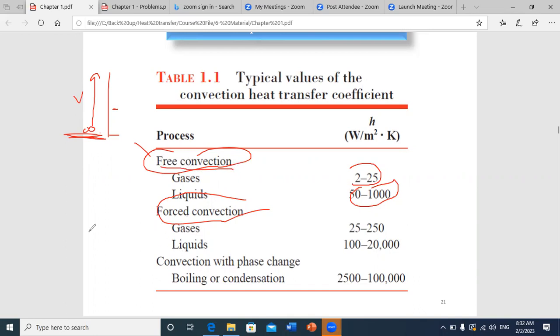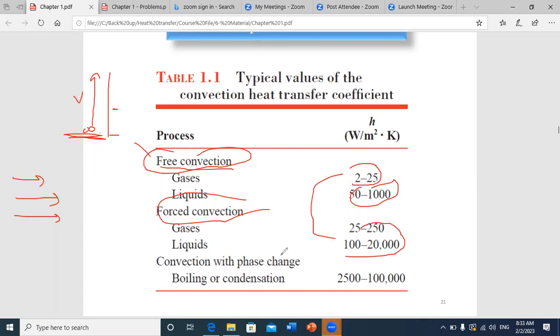For forced convection, you have an external source that is blowing the fluid. You can have a fan or a pump that is forcing your fluid to have a certain velocity, and this will lead to a more effective heat transfer, because this will lead to larger values of h. So you can compare first gases and liquids, and then you can see the difference between free and forced convection. In forced convection, you have much larger values of h.